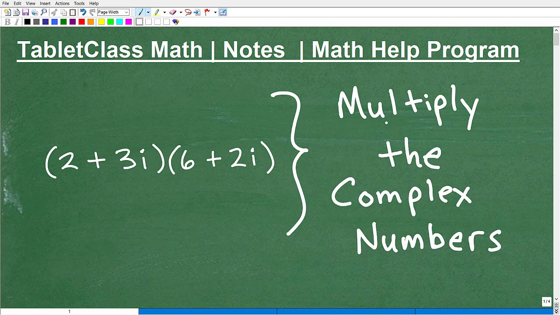Okay, let's multiply the complex numbers. So this is the example problem that we're going to be doing. So we have 2 plus 3i. We're going to multiply that by 6 plus 2i.